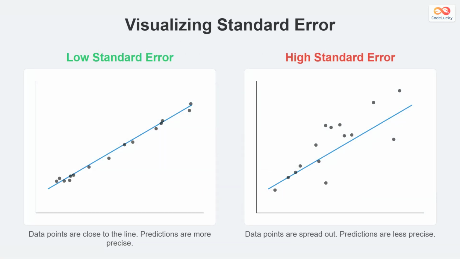A low standard error is generally better. It means that the data points are tightly clustered around the regression line, and our model's predictions are more precise. A high standard error means the data points are more spread out, and our predictions are less precise. A model with a lower standard error is a better fit for the data.